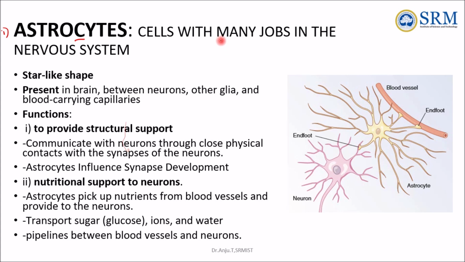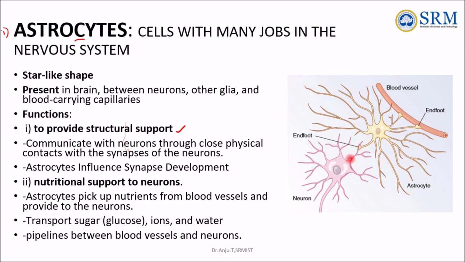So astrocytes, if you take these supporting cells, they do many jobs inside the nervous system. What are those functions they do? We will see. They provide support to the neurons. Let us take this is a neuron. So they act as a support; they give a support to these neurons.